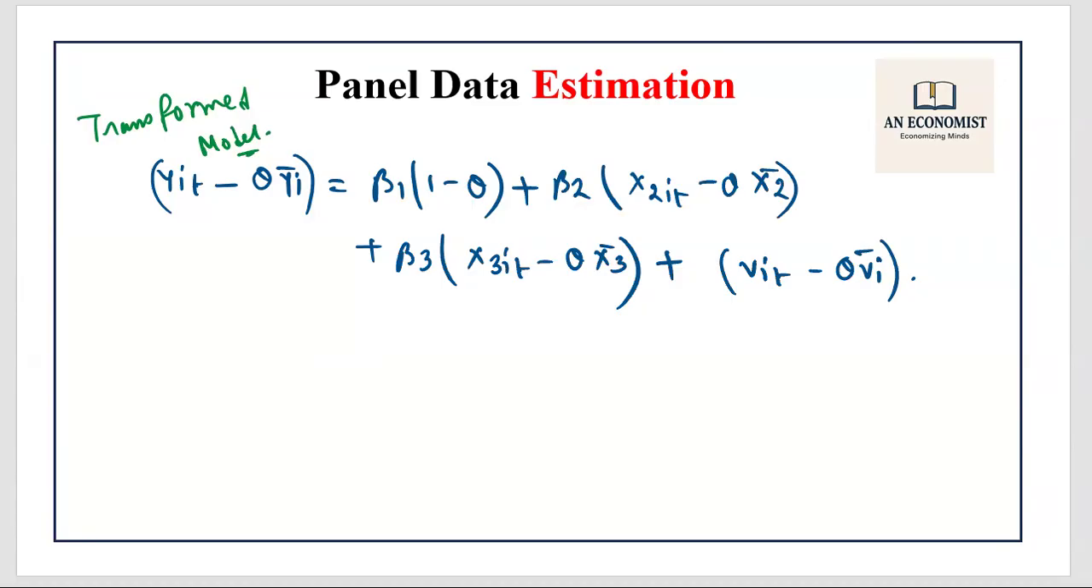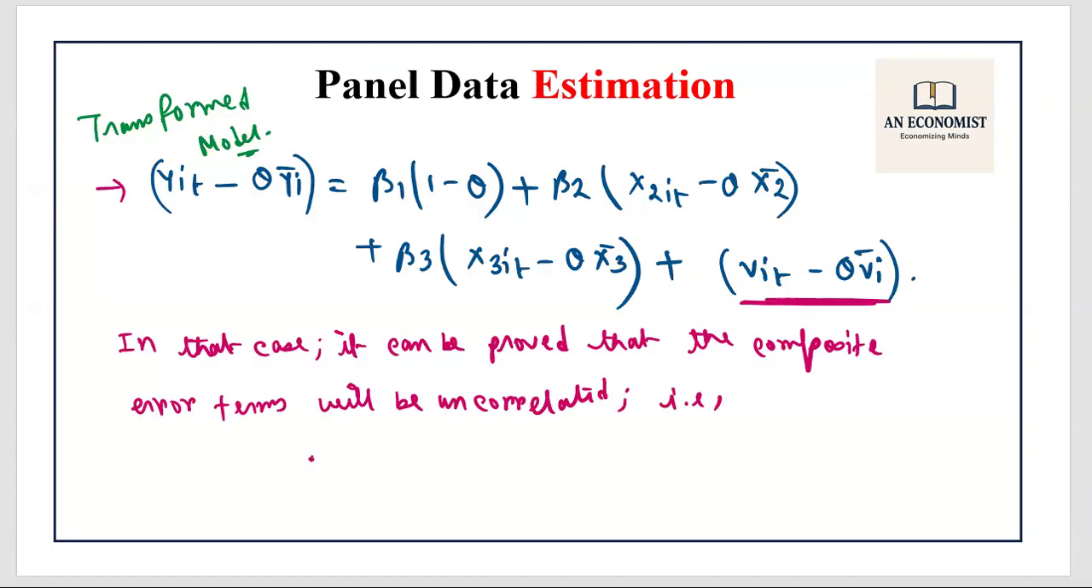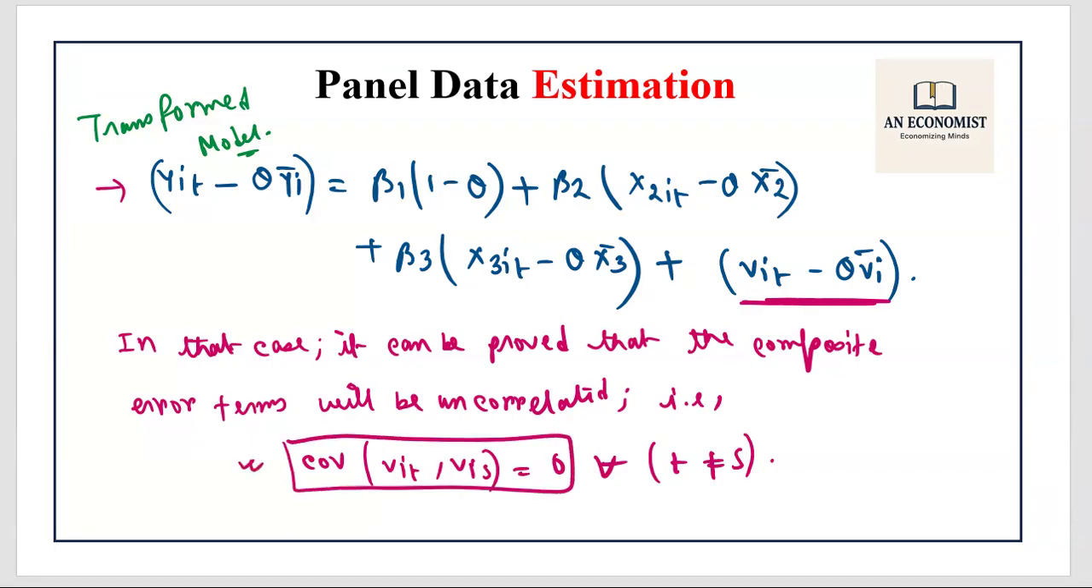Now from here, what we can do? This is our transformed model. It can be proved that the composite error term now will be uncorrelated. That is, covariance of v_it, v_is will now come out to be 0 in this transformed model where t is not equal to s. Right? So this is the new model now. Now it becomes a model that is estimable. Now you can use the pooled OLS method and then again try to estimate the parameters of this model, right?